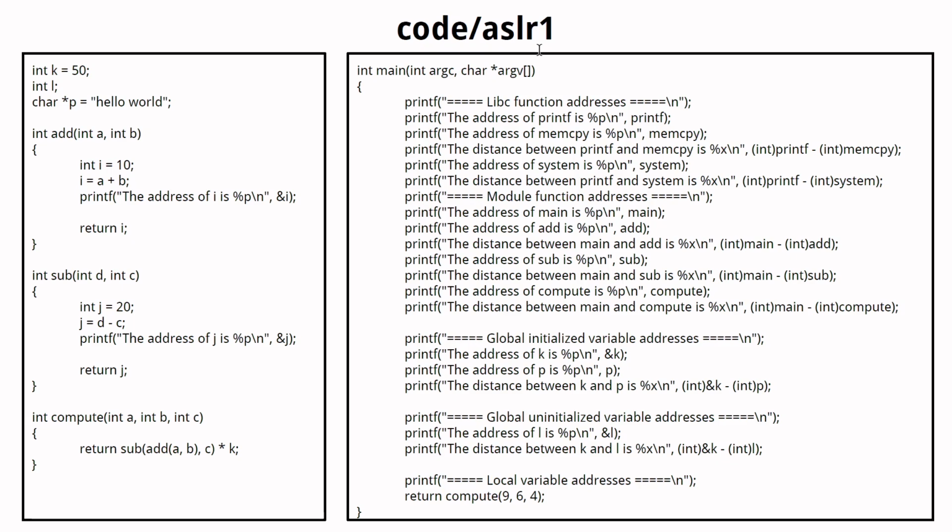First, we print out the C library function address, the address of printf, the address of memcpy, and also print out the distance between printf and memcpy. Also, we print out the system's address and the distance. Then the module functions, which are the functions we, the developers, developed. The main function address, add function's address, the distance, and also global variables' addresses.